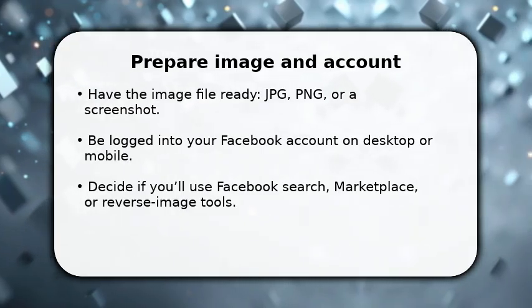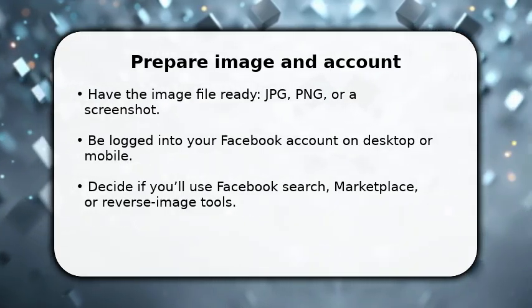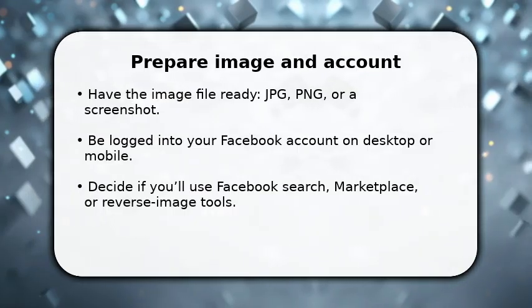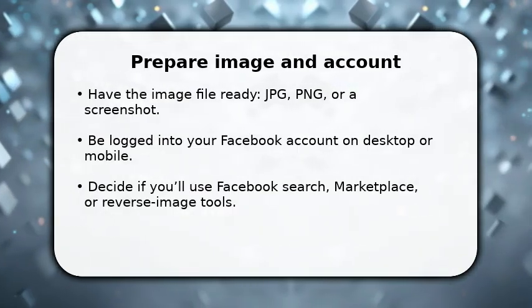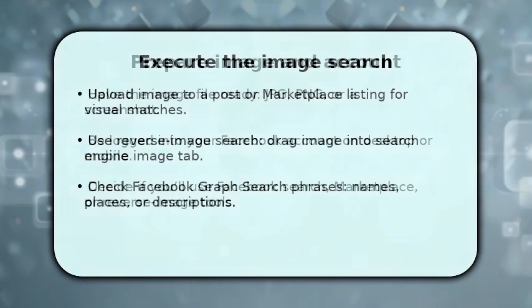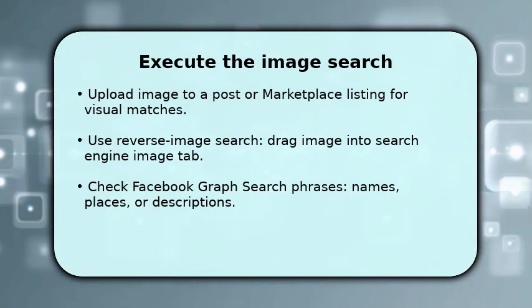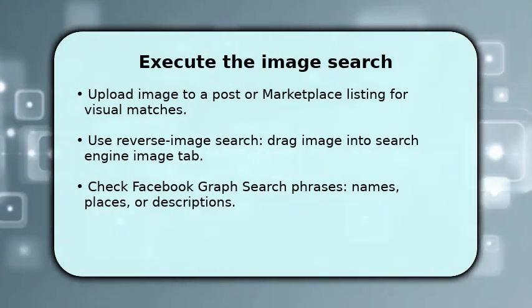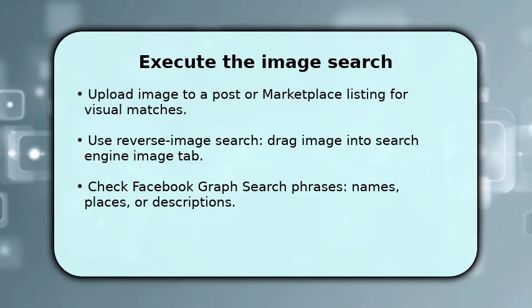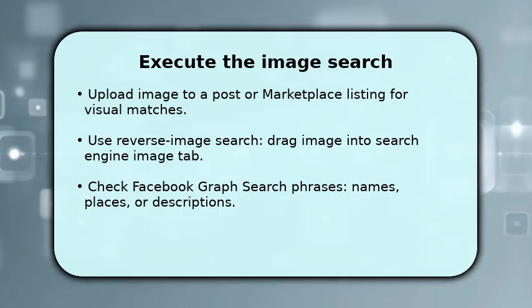Now you're ready to choose the route: Facebook's own search features, marketplace listing search, or a reverse image engine that can query Facebook results. You'll now perform the actual search. On desktop, create a private post or marketplace draft and upload the image. Facebook may show visually similar suggestions.